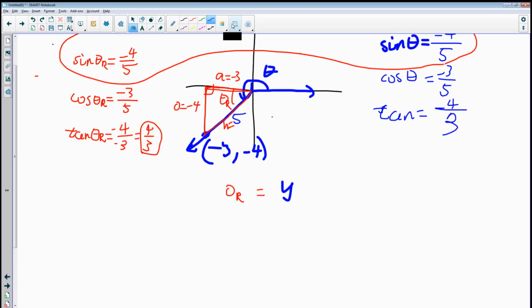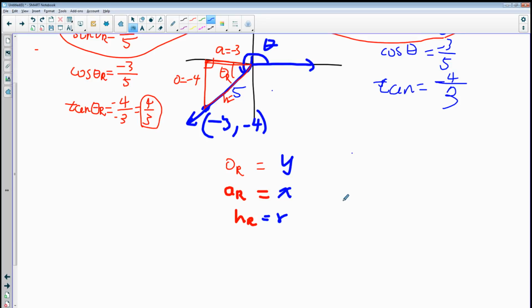It's not just a coincidence that we let O be y, x be A, and r always positive. It's because if we use a right angle triangle for the reference angle, we actually get this matchup. The hypotenuse of the reference angle is r. So we're not defining it out of nowhere.